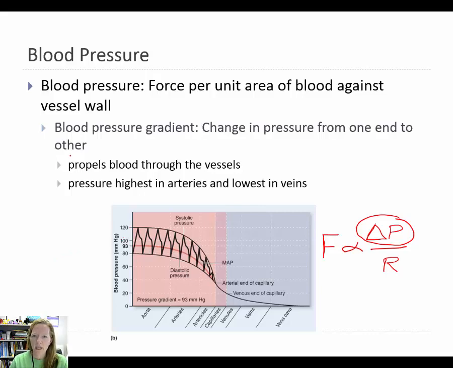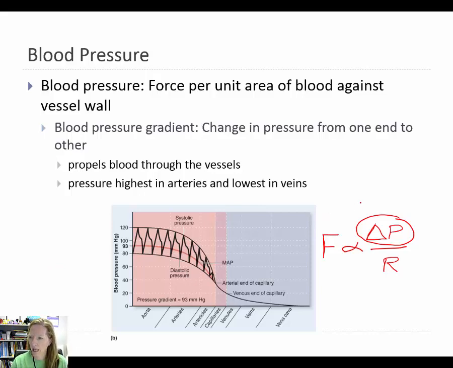So if you think about it, we do have a pressure gradient. Look at that, a pressure gradient. It's going to go through the entire vasculature. So you are going to start here with the highest pressure in the aorta and look at what happens as it goes across the vasculature and it gets to zero all the way down into the veins. So the pressure is going to be highest in the arteries and it's going to be lowest in the veins. That's what really propels and drives blood through the vessels, this blood pressure gradient from one end to the other.